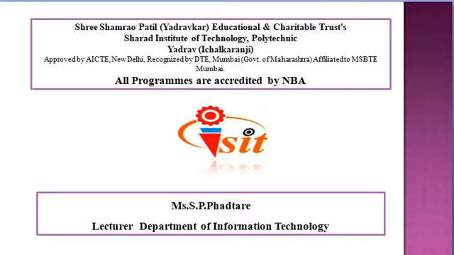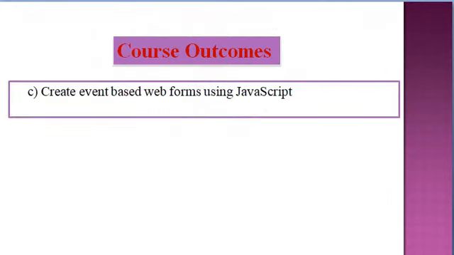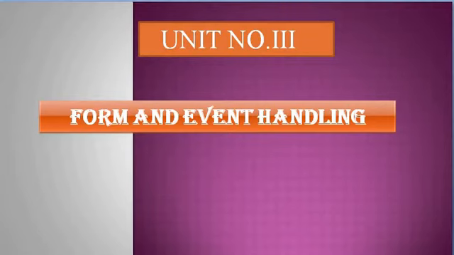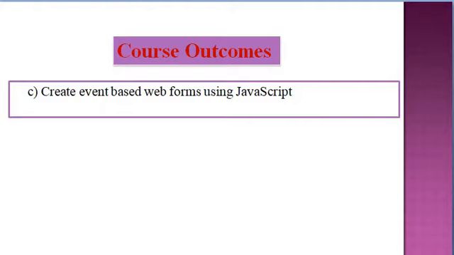Now from this lecture we started our third chapter, that is form and event handling. Next point is the course outcome. What is meant by course outcome? Course outcome means what the student will be able to do after completion of a course.